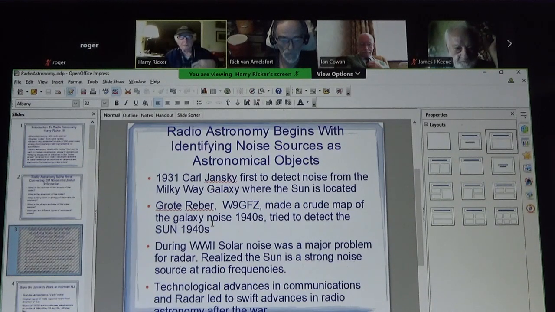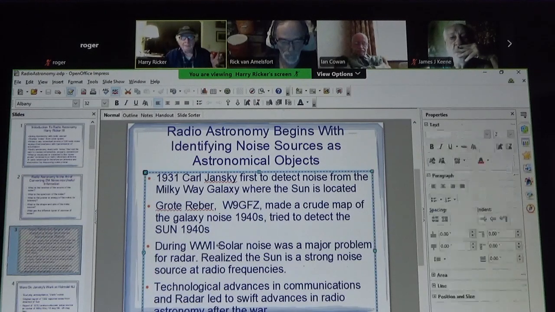Later, Reber, who was a ham radio operator, and this guy's really impressive, basically with his own money built a radio telescope, and by 1940 he was able to make a map of this radiation, this noise coming from the Milky Way.